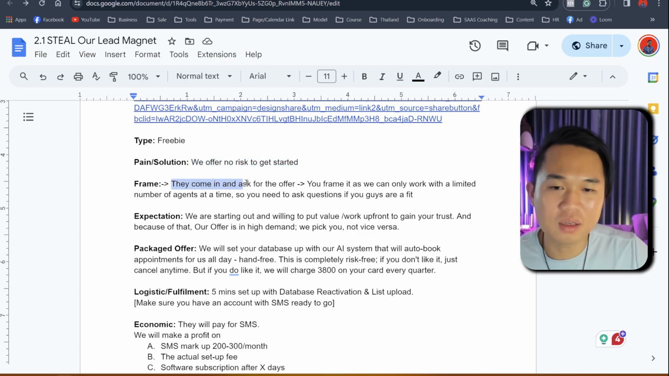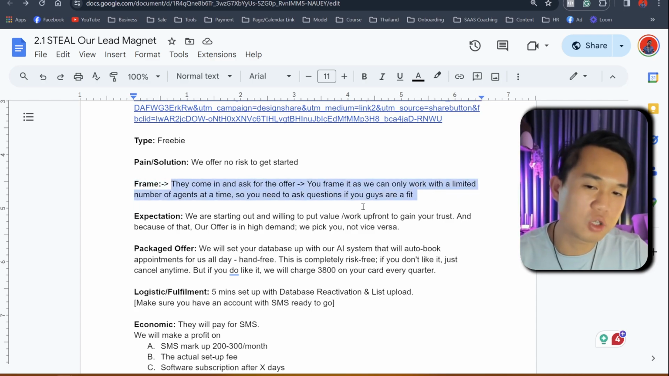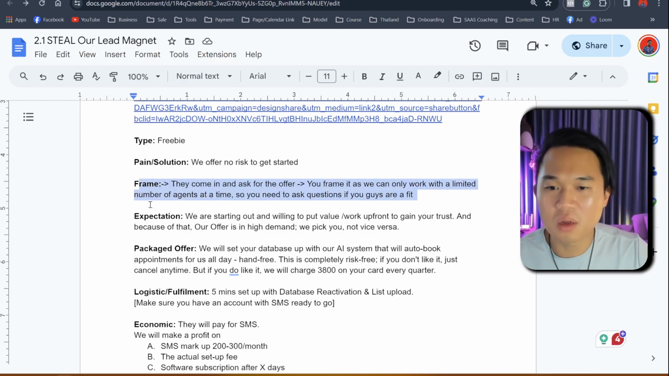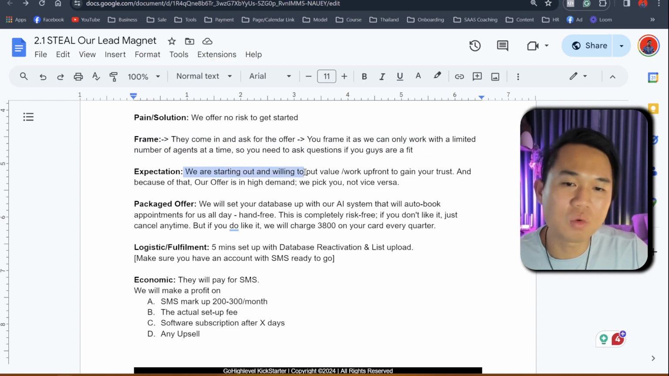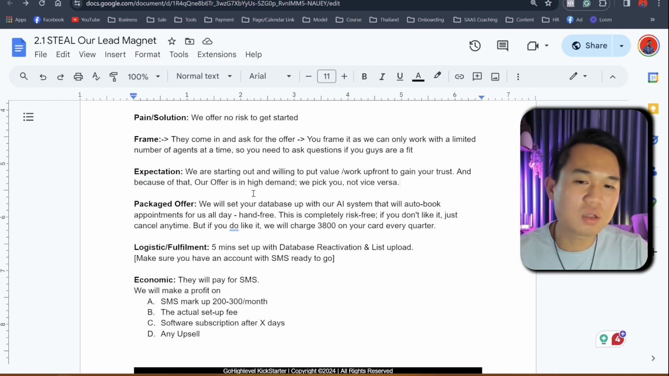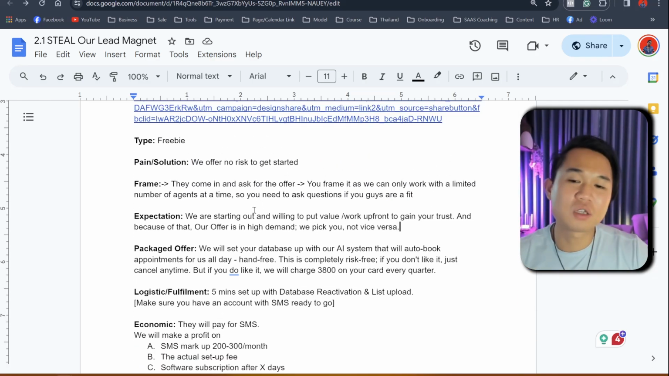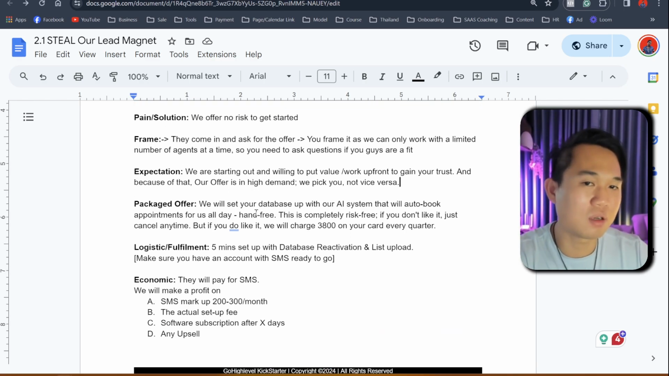So the frame here is that they come in, ask for the offer, and we frame it as we can only work with one agent at a time, and then we need to ask them questions, and those questions will pre-qualify them. So it's pretty much a similar frame. The expectation here is that we're just starting out, we're willing to put up the work and value up front to gain your trust, and because of that, our offer is in high demand. We picked you and not vice versa, right? Same thing here. Really similar to the last one in terms of frame and expectation, but here's the catch: the delivery and the economics here are very different.